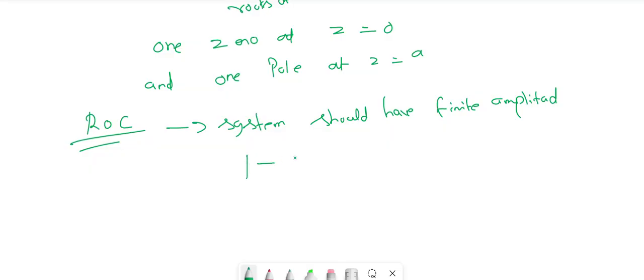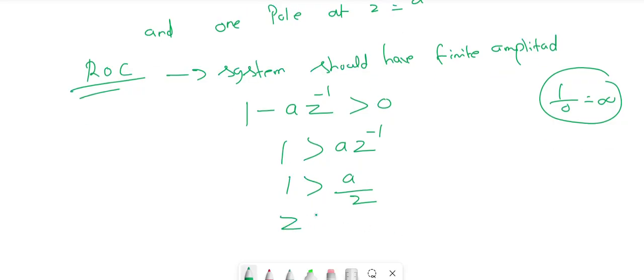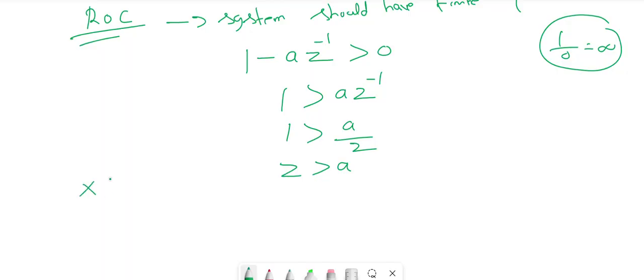The denominator 1 minus a z inverse should be greater than 0. If it is 0, then 1 by 0 is infinity, and we should not operate the system in the infinite mode. So it must be greater than 0. So 1 is greater than a z inverse. Okay, so 1 is greater than a by z. Again z is greater than a. Okay, so now how can you write X of z is equal to 1 by 1 minus a z inverse.